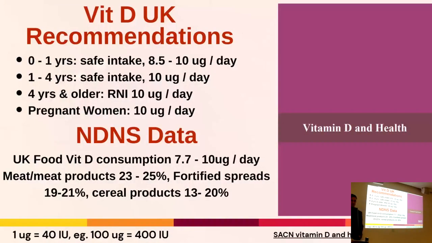So what are the requirements? Well, in our diet, SACN recommends around about 10 micrograms per day is what we should be consuming, right? Lots of food products are fortified. The average person in the UK is consuming around between 7.7 to 10 micrograms a day. Meat, spreads, and cereal products are your main source of vitamin D.